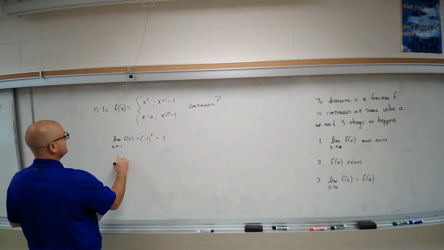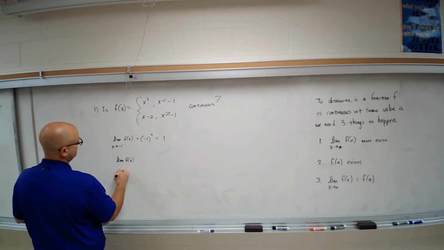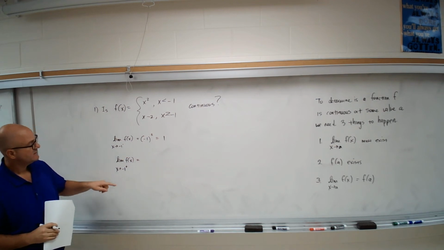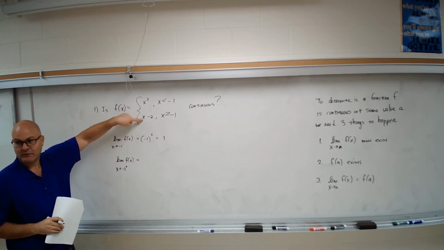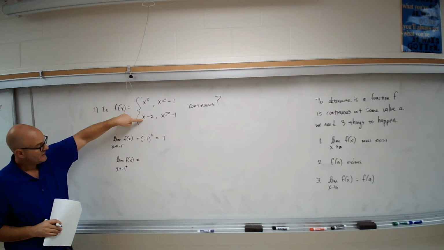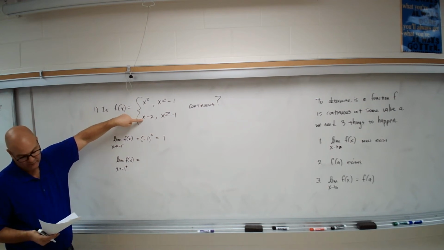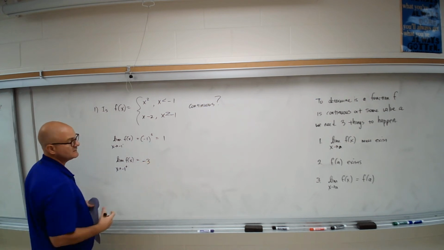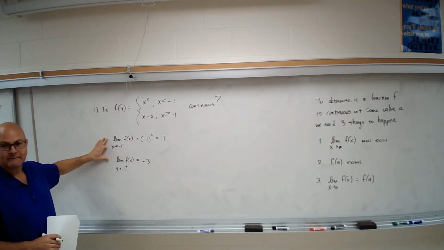So let's do the right-hand limit. x approaches -1 from the right. So that would be the second part of the piecewise function. Here we would put -1 in here, and we would get -1 minus 2, which is -3. So does it have a limit?